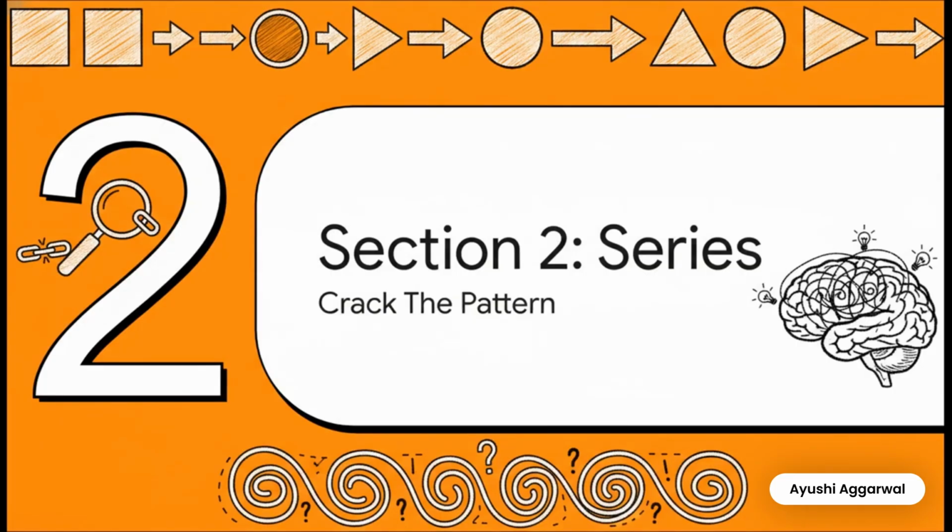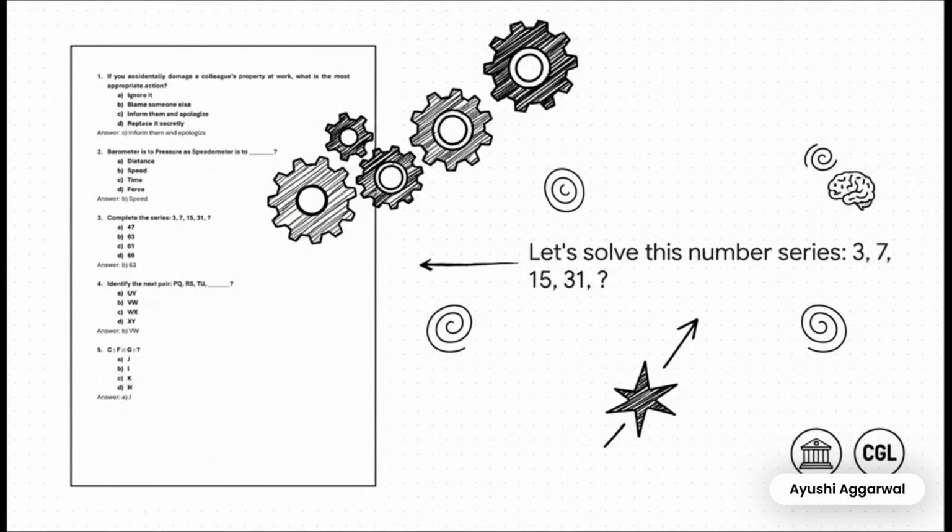Okay, let's move on to our next section. Section 2 is all about series. I like to call this topic the crack the pattern puzzle. Take a look at this number series. We have 3, 7, 15, 31, and then a question mark. This specific pattern is a huge favorite in banking and SSC CGL exams. So let's crack it together.